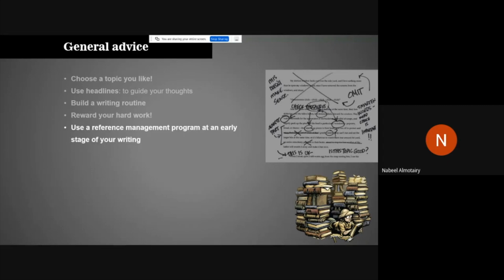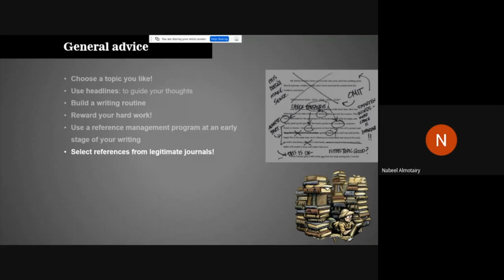And it's really important to use a reference management program at an early stage of your writing, because I saw some researchers who use manual referencing, and then at the end they replace it with their EndNote or Mendeley programs. That's really a bit difficult, I think. So I think it's good to have it at the start of your writing.